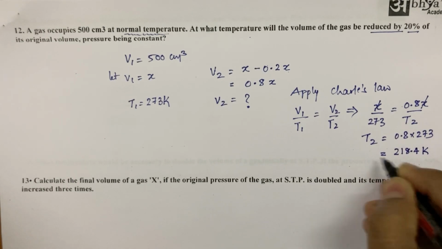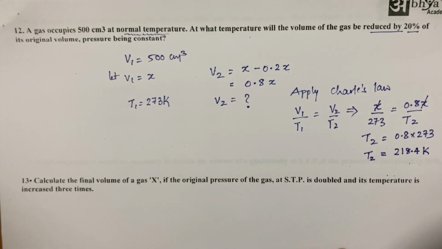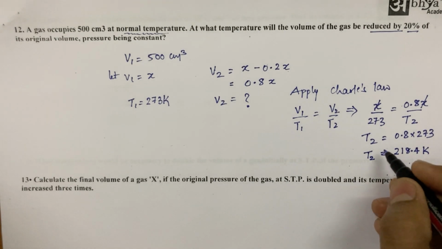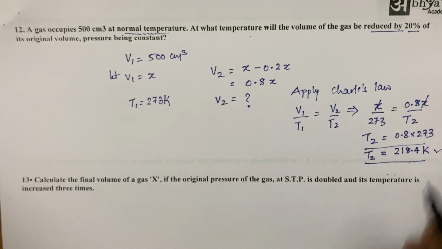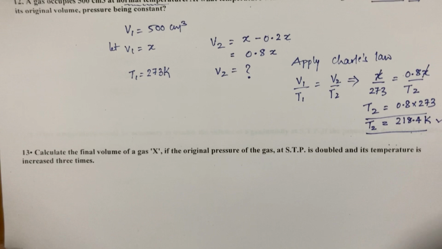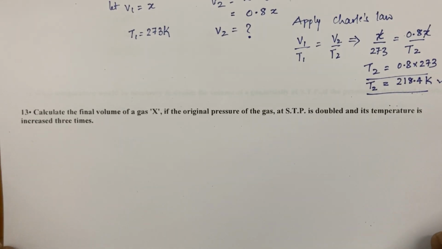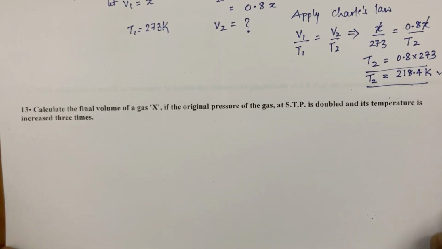218.4 Kelvin. Don't convert into degrees Celsius unless the question is asking you to. So right now you can keep it as T2 is equal to 218 Kelvin. This is the correct answer. Alright, now let's go ahead with the next numerical, the 13th numerical.